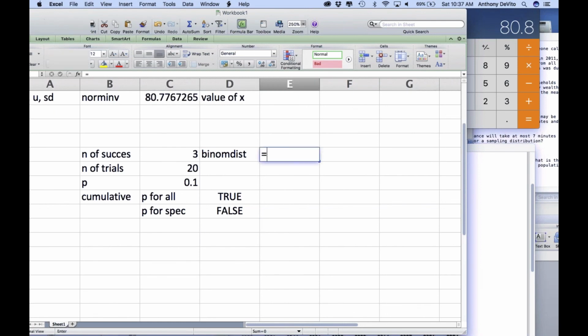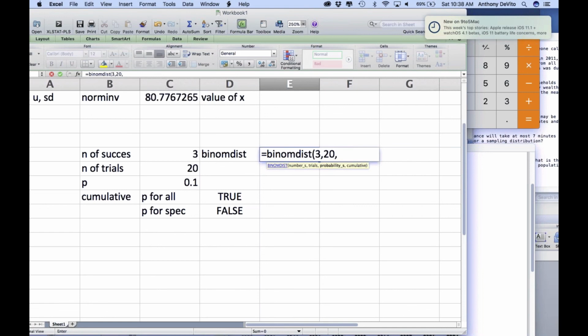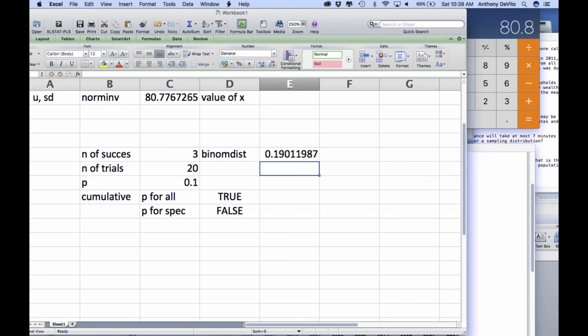So I'm going to try it right here. I'm going to say equals binom dist. Again, you can use a period or not. So in this case, the number of successes is 3, comma, trials is 20, comma, the probability for the population of having that condition is 0.1, comma, and cumulative, I'm going to put in false for now. So it's going to give me the probability that if I sample 20 people in this population at random, I would get exactly 3 people that have this condition. And it's about 19%.